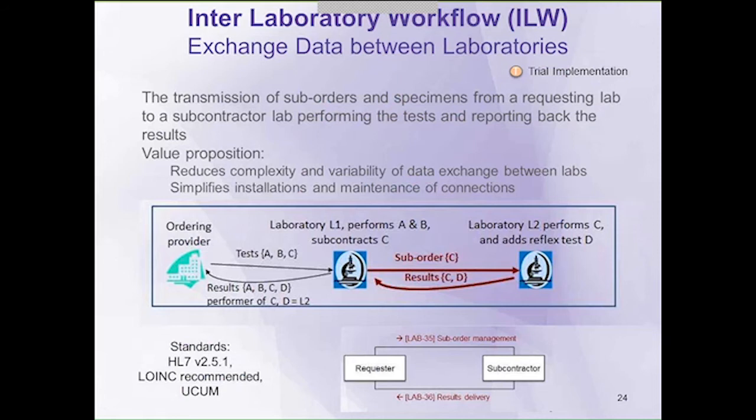And then we have the interlaboratory workflow. So this is in trial implementation when a laboratory needs to order a test from a different laboratory. So in this case, the provider orders 3 tests. The laboratory can only perform the first 2 and subcontracts out the 3rd one to another laboratory. So the interlaboratory workflow profile covers this piece.